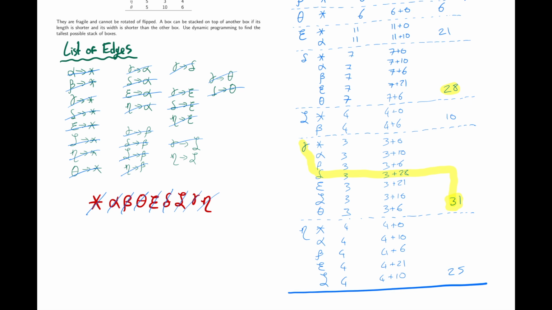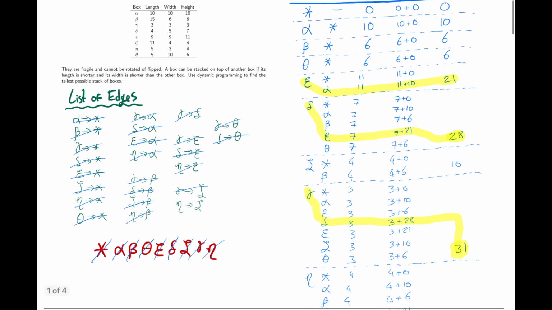How did we get that? We stacked delta on top of epsilon. How do we get that? We stacked epsilon on top of alpha. And how do we get that? We stack alpha on top of the tabletop.